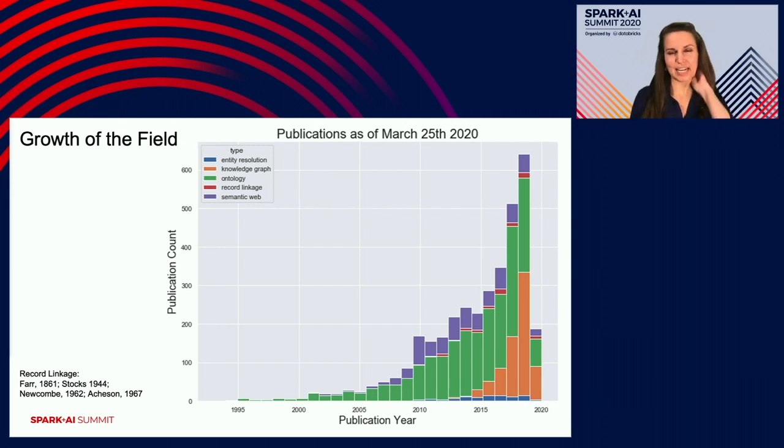I pulled data from the arXiv API to generate this figure where you see the number of publications per year, and you see how quickly the publication rate is growing. So this is excellent news for academics. There are a lot of things to discover. It's a phenomenal time to be doing research into knowledge graphs.